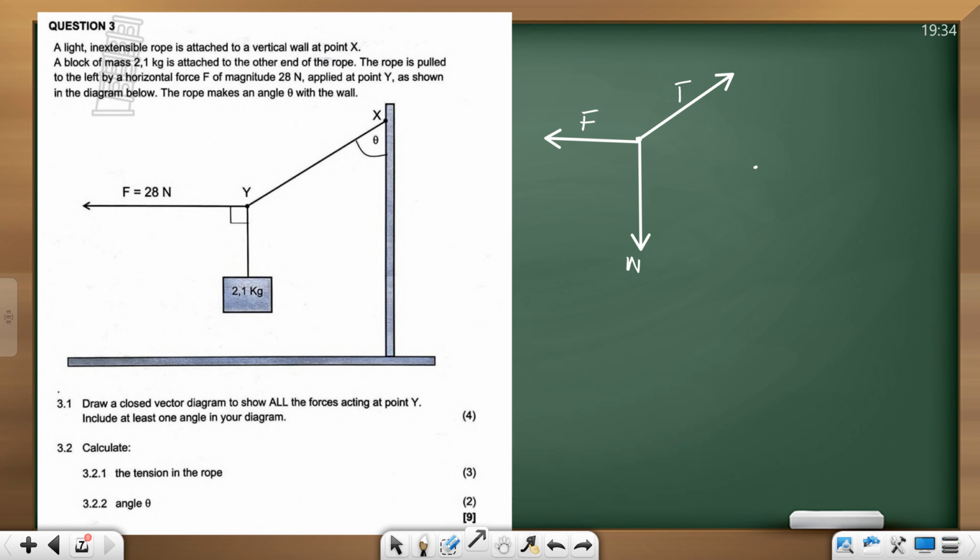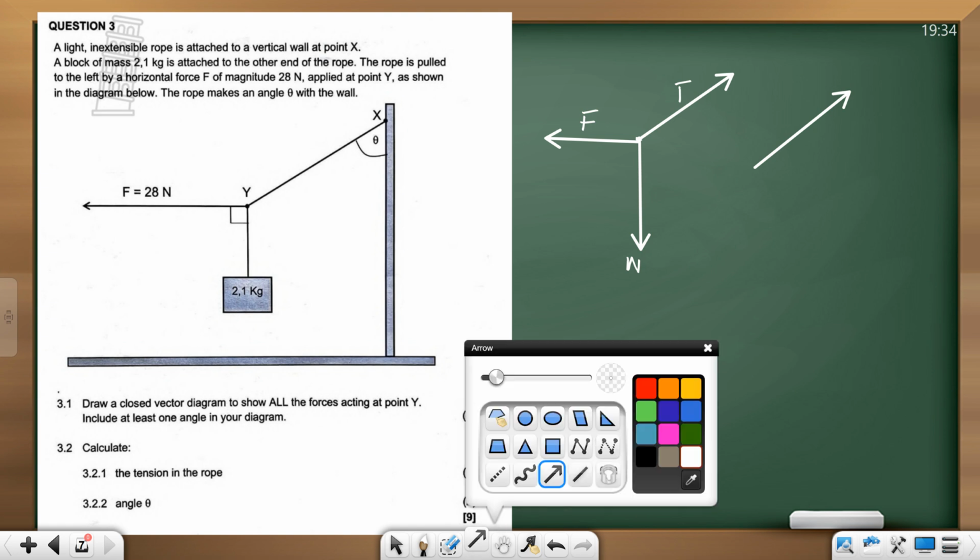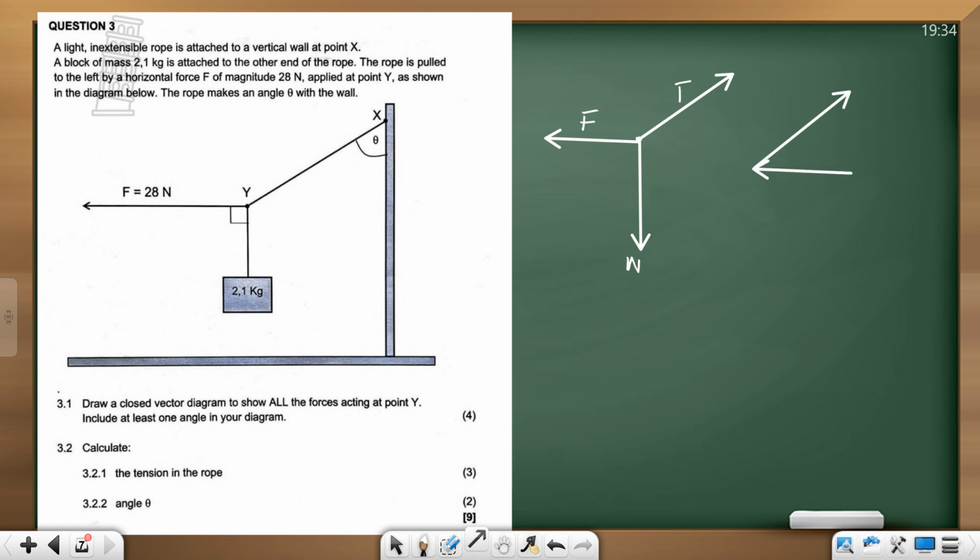Okay, so if I were to keep this way, and shift this one backwards, and put this one down, can you see my triangle? If you notice, everything is like that. My W is pointing down, my F is pointing left, and my T. Does that make sense?